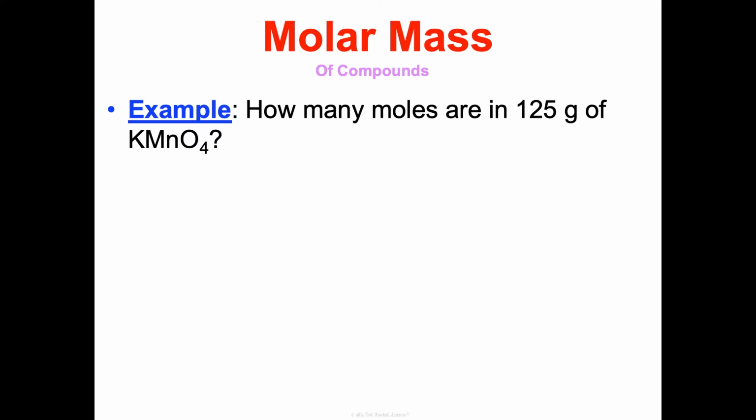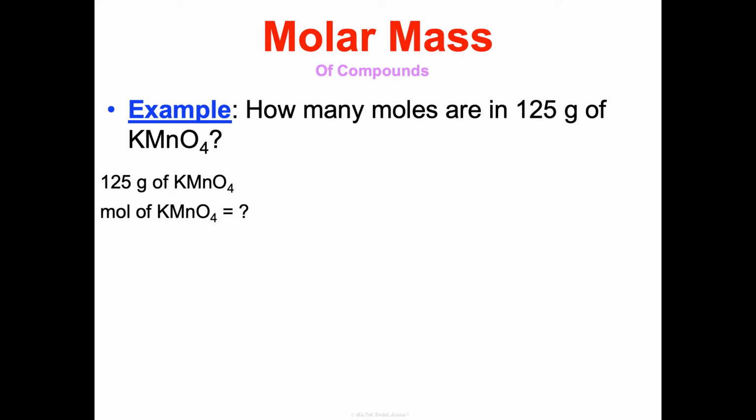Okay, now let's just go the other direction. How many moles are in 125 grams of potassium permanganate? Okay, so we ask ourselves, what do we know? We know 125 grams of potassium permanganate. What do we not know? We do not know the moles of that. All right, let's diagnose. Well, what do we need to know whenever we're going grams to moles, moles to grams? We have to know the molar mass.